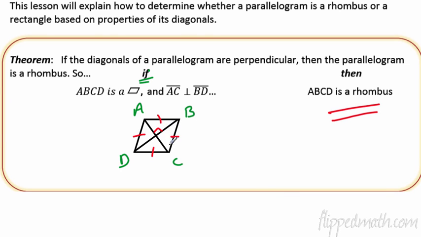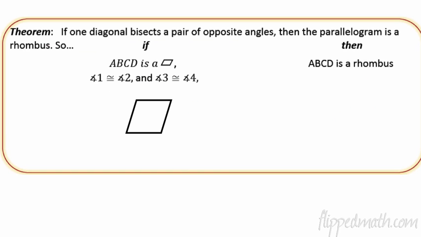That's really useful because, as you can see, we're going to get some proofs. And you have right angles here. We might have to use some hypotenuse leg. You can kind of see where we're going with that. So that's our first theorem. Next theorem, what else happens? How else can we prove a rhombus?